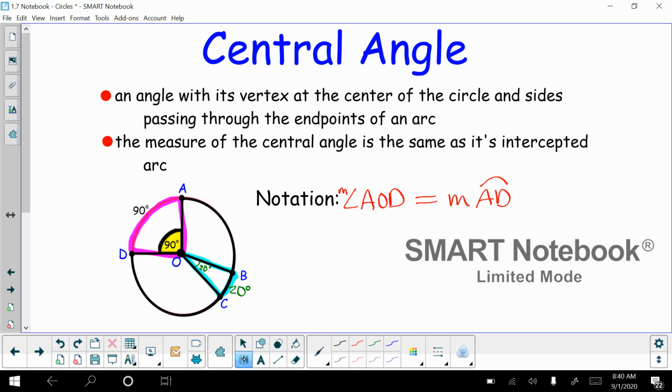So let's look at the blue angle. The blue angle, the measure of angle BOC is equal to the measure of arc BC. Okay, so we have central angles and they're related to its arc. All right, so make sure you write those down. So we're going to give you some measures on your homework, maybe even use some algebra to solve for either angles or arcs. And just remember, they're the same measure.